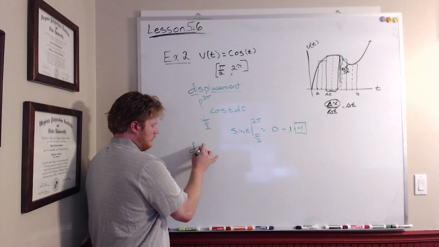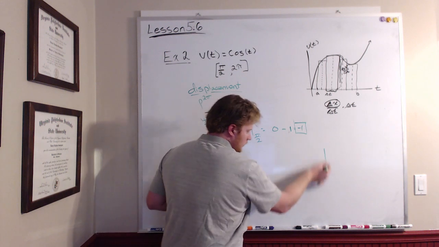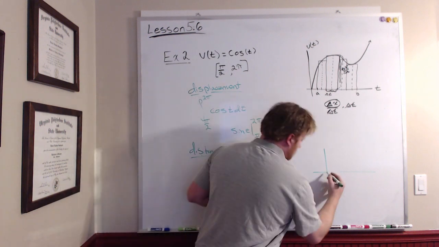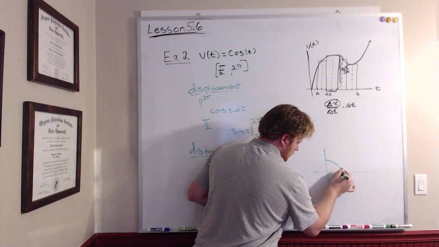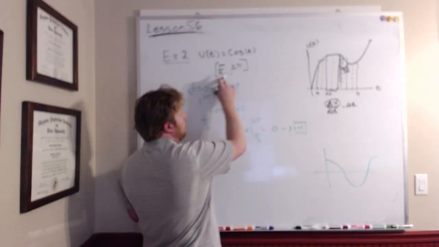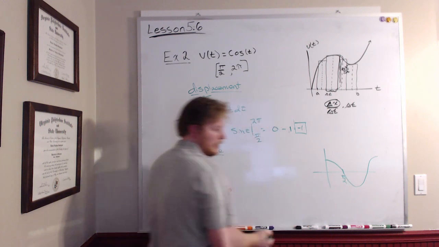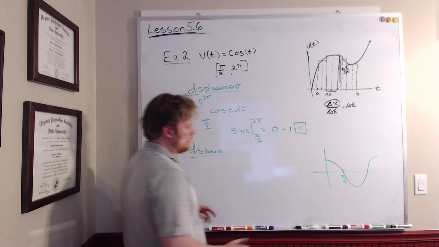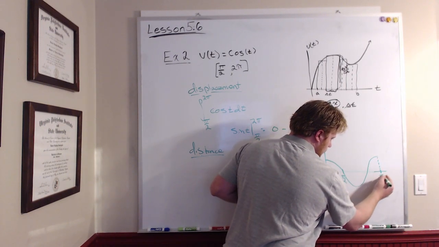Now distance is a little trickier. I have to know something about the function, and the thing I have to know is where it crosses the x-axis. Now let's think about cosine. Cosine starts here at 1. It goes down like this and back up. Now, pi over 2 is right here. I like this problem because it's easy to find the x-intercepts, because it's a function that you're familiar with, cosine of t. And over here, this is 2 pi.